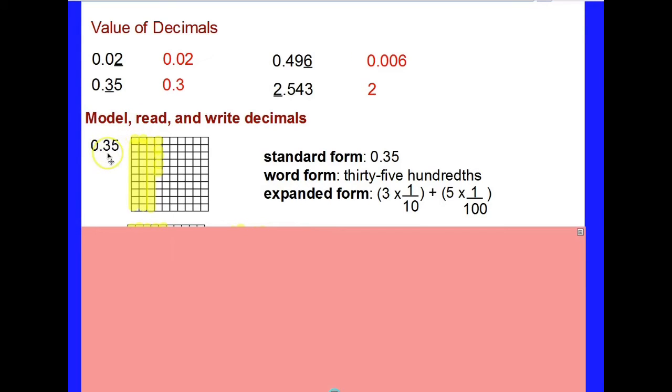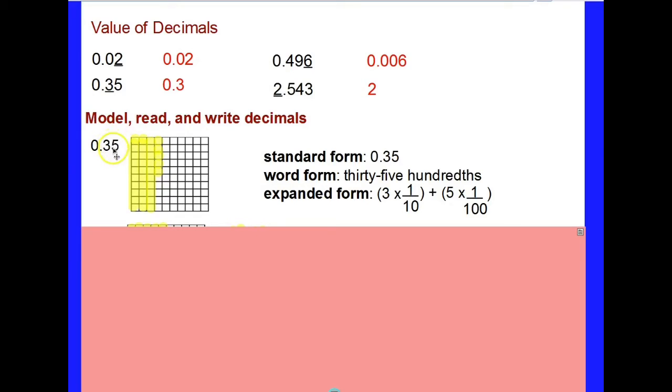This is 35 hundredths, and here's my model. This is a model of a flat. Now remember, 1 long is a tenth of the flat. If I'm looking at my 3, it's in the tenth place. So this is 3 tenths. So I will have to shade in 3 longs out of this flat to represent 3 tenths.